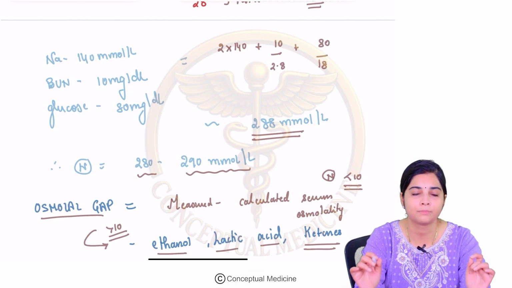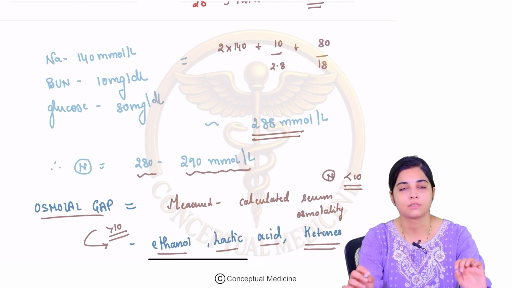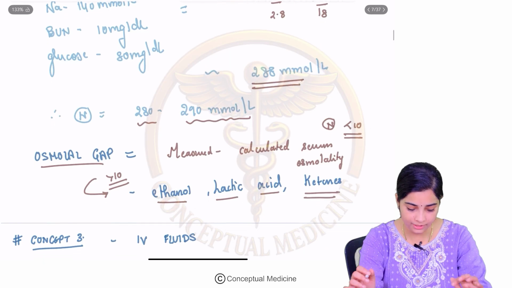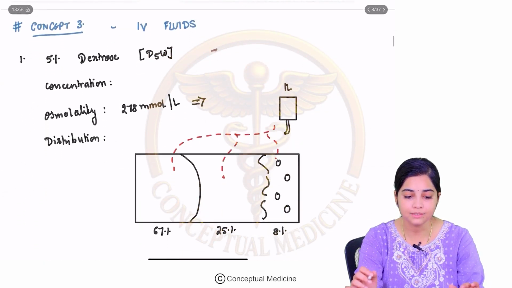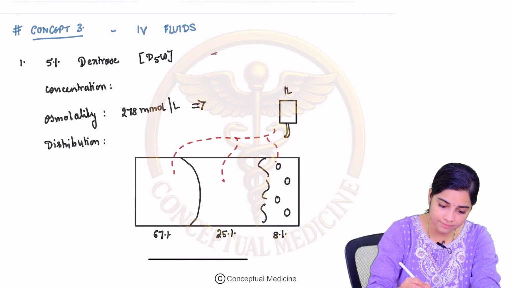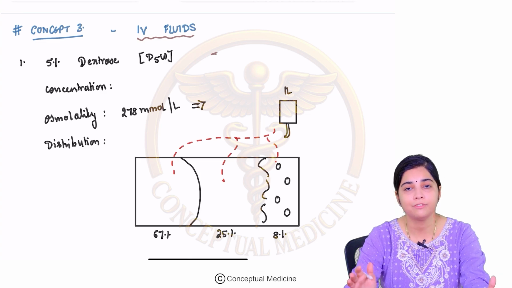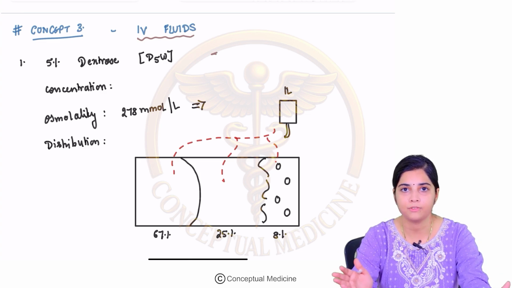Okay, so this is the concept of osmolality. How do you calculate osmolality and what is the concept of osmolar gap? Okay, fine. Let us move on to concept number 3. So the third concept is your concept of IV fluids. Let us understand the different types of IV fluids and the utility of the various IV fluids.